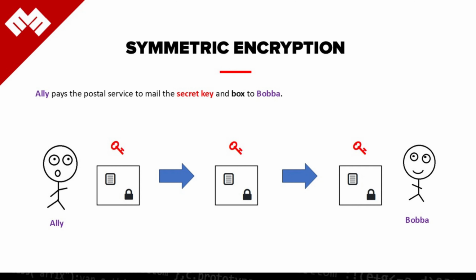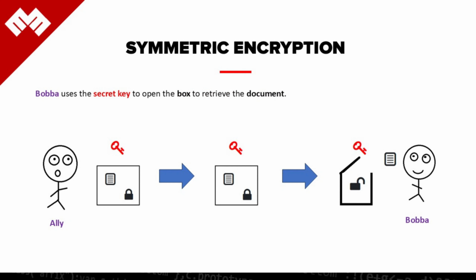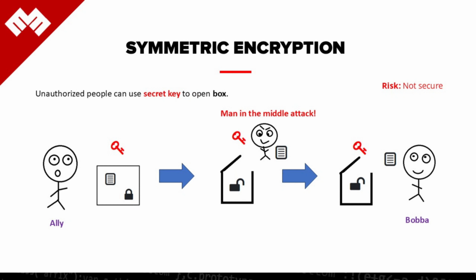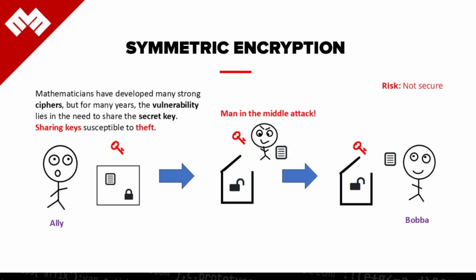Ali then pays the postal service to mail the secret key and the box to Boba. Once Boba receives everything, he can use the secret key to open the box. The problem is that a bad actor could intercept the secret key while the box is in transit and then gain access to the contents of the box. How would you deliver the secret key in a fast and secure way? That is the challenge when using symmetric encryption for internet traffic.